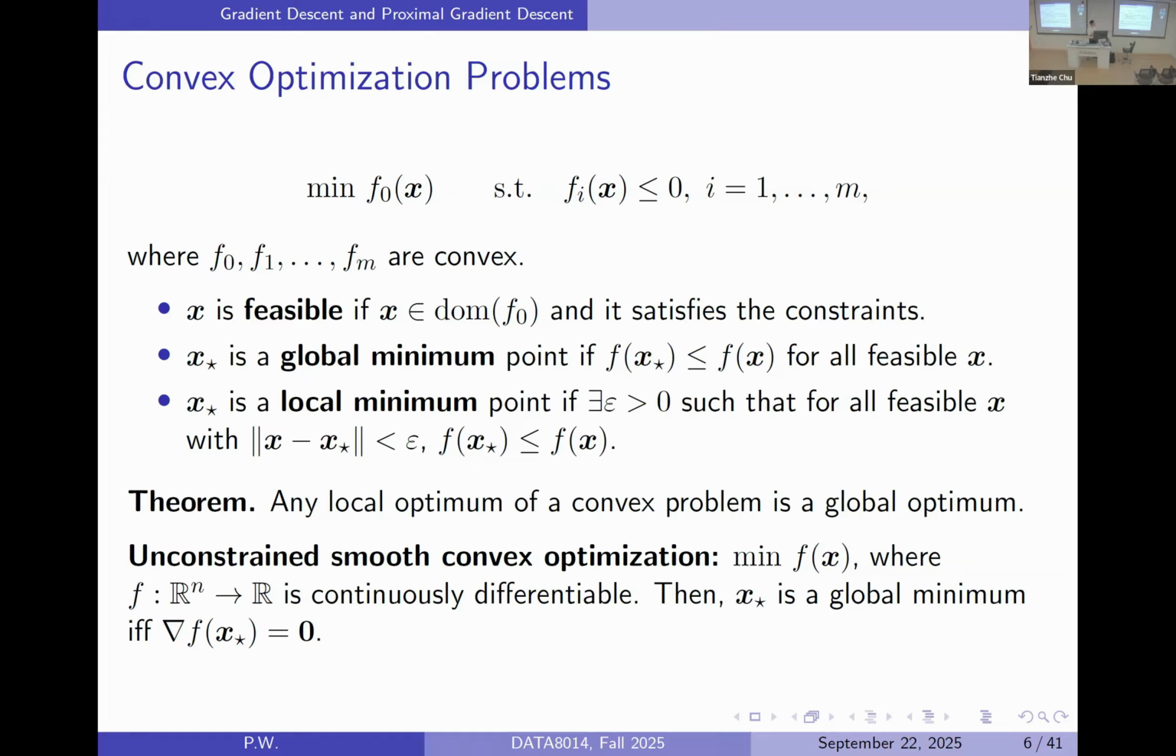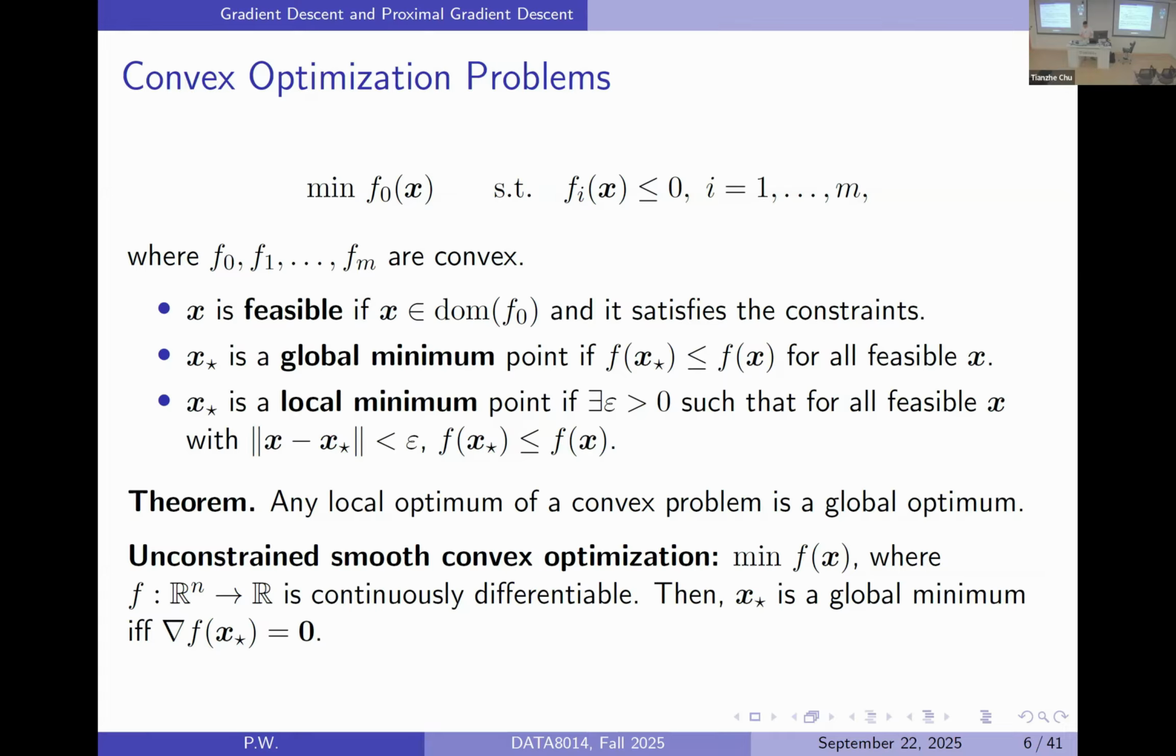Also, for unconstrained smooth convex optimization problems, there is an optimality condition. We minimize some objective f(x) without any constraints, and f is a continuously differentiable function. We say x star is a global minimum if and only if, note that this is a necessary and sufficient condition, the gradient is zero at this point for convex optimization problems.